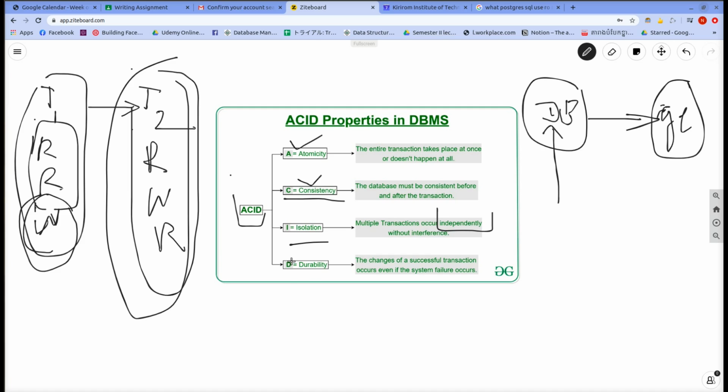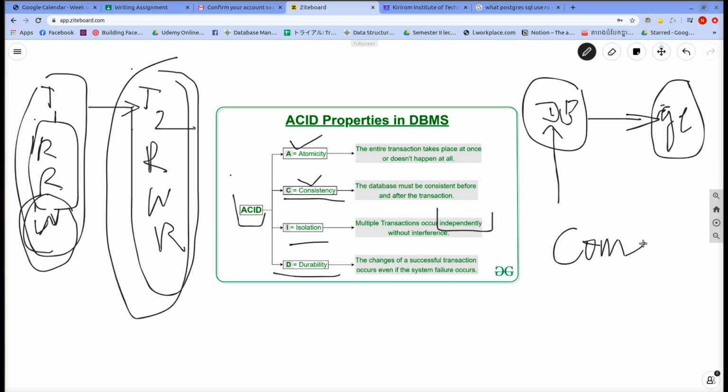Now let's get into another one, durability. Durability says that the successful transaction persists even after a system failure. What I mean by this is, for example, in some situation you perform some update on our database and there is some failure in our data system, so we need to make sure that our data is already saved. To do this, we need to use commit.